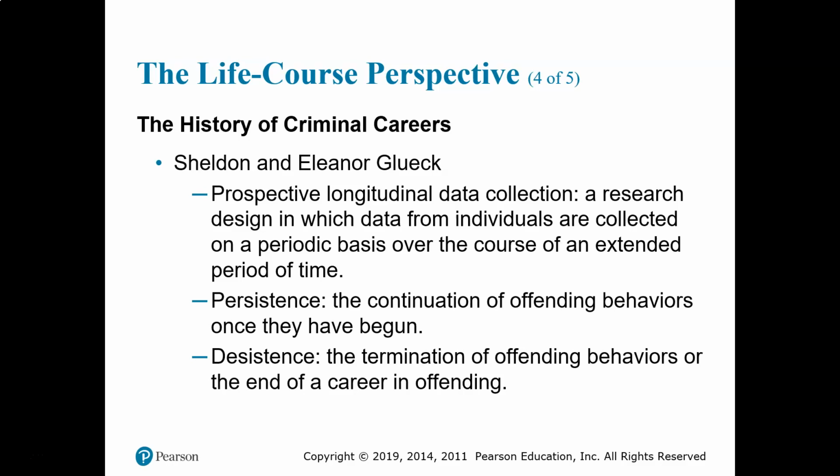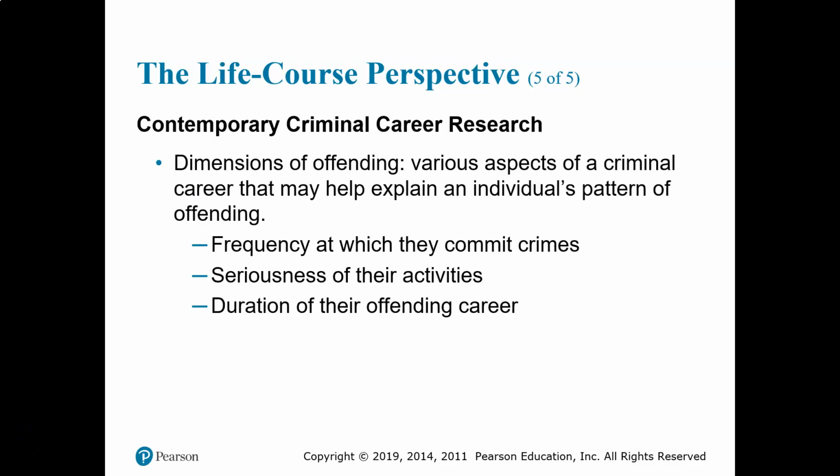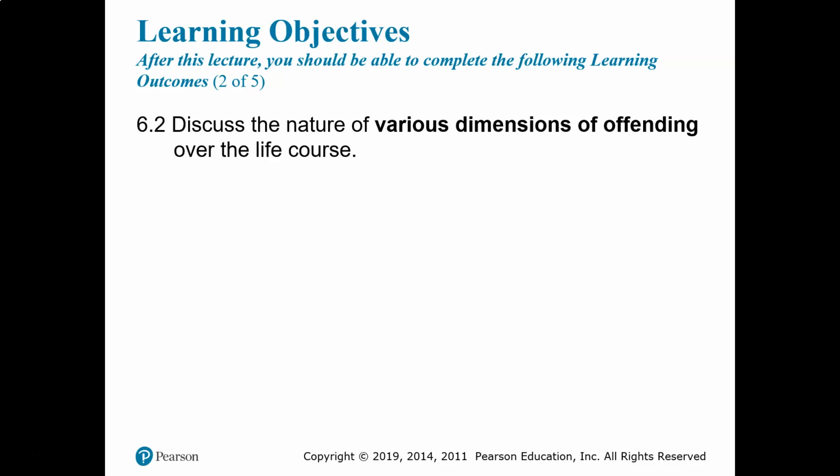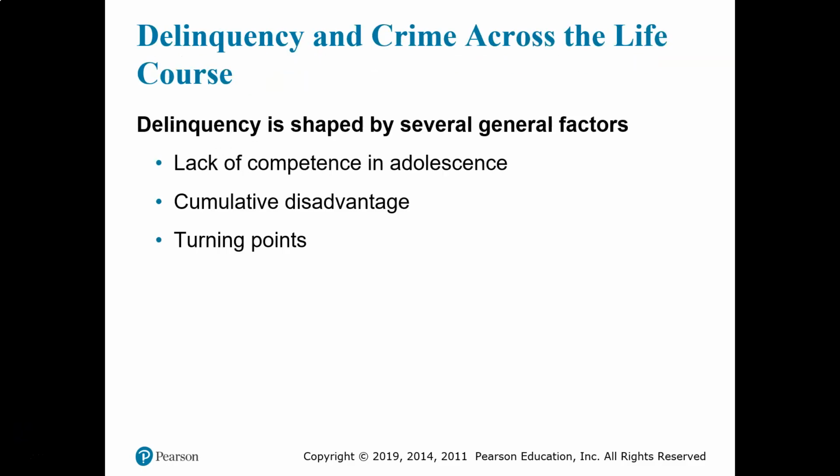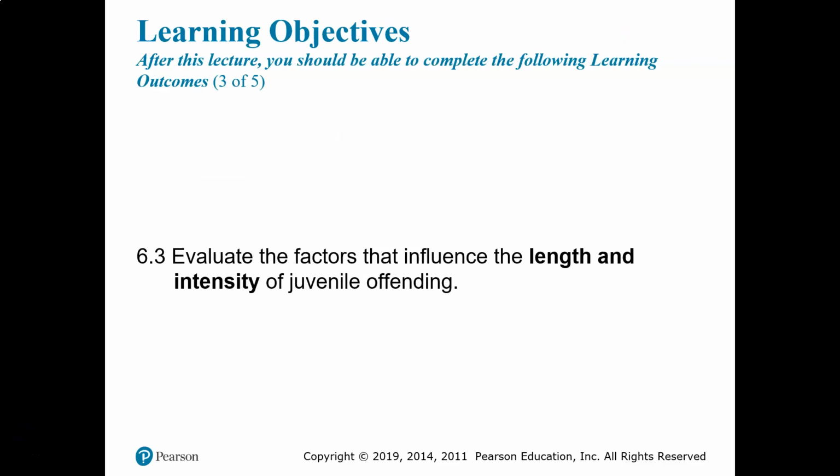Persistence is a person continuing to commit delinquent or criminal acts, and desistance is when that career stops. Okay. Dimensions of offending, various aspects of criminal career. Sometimes it's one offense, sometimes it's 15. How serious are these offenses and how long is their career? That depends on the choices that are made by the offenders. So delinquency is shaped by several general factors: the lack of competence in adolescence, cumulative disadvantage, and turning points. So all three of these things hopefully make sense, but we're going to get into it a little bit more.